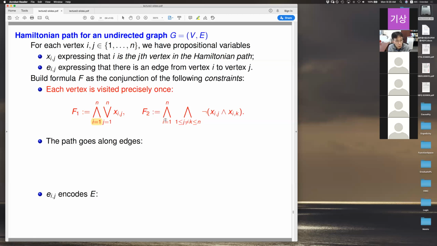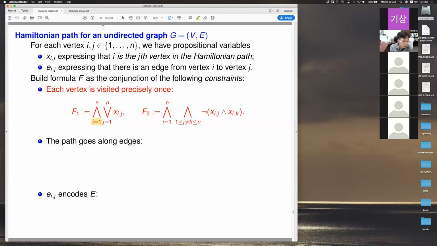The second one talks about how we can't visit the vertex twice. This one says for every vertex I, if j and k are different, then it shouldn't be the case that xij and xik are both true. In words, what this means is for every vertex, we will never visit that vertex twice in the Hamiltonian path. That's what this second property is saying.